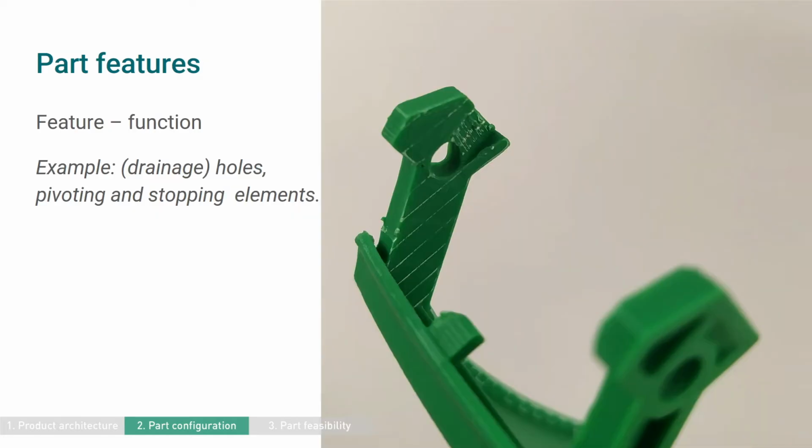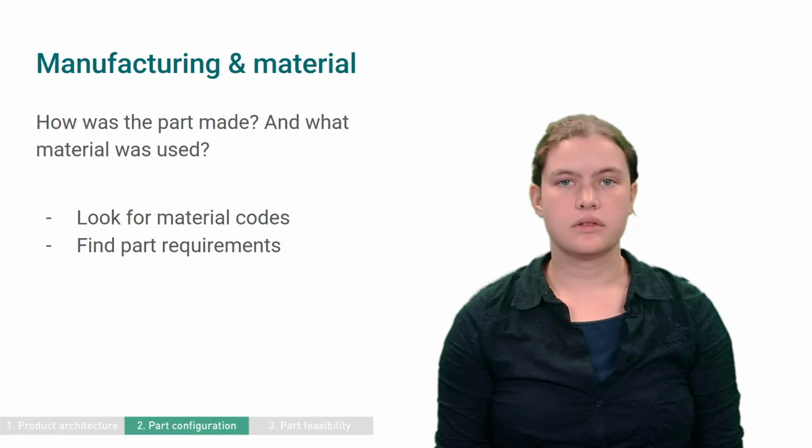During the product architecture analysis, we looked at part reference points. However, there are more features that are important for a part to function. Think, for example, of drainage holes. These are not related to any other part, but are very important to make sure the part functions. Identifying all the features in your part and seeing what their function is will help you to identify the essential elements of your part later on.